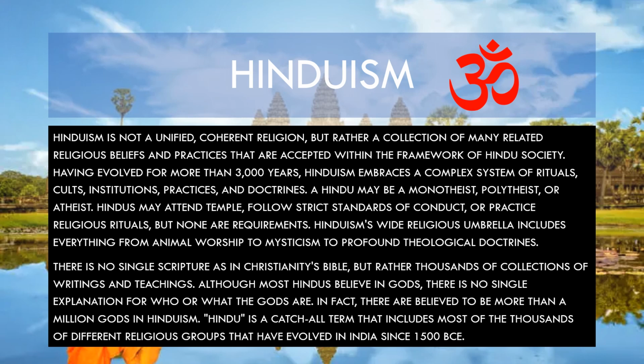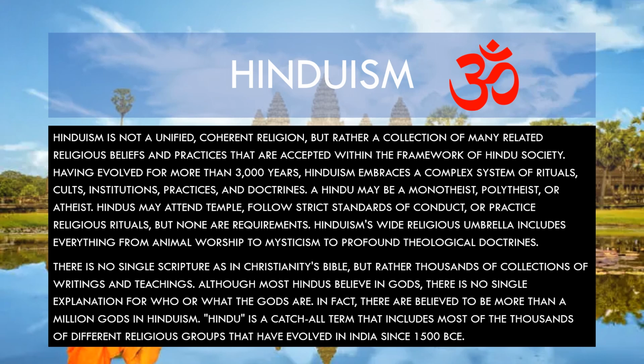Hinduism's wide religious umbrella includes everything from animal worship to mysticism to profound theological doctrines. There is no single scripture as in Christianity's Bible, but rather thousands of collections of writings and teachings. Although most Hindus believe in gods, there is no single explanation for who or what the gods are. In fact, there are believed to be more than 1 million gods in Hinduism.